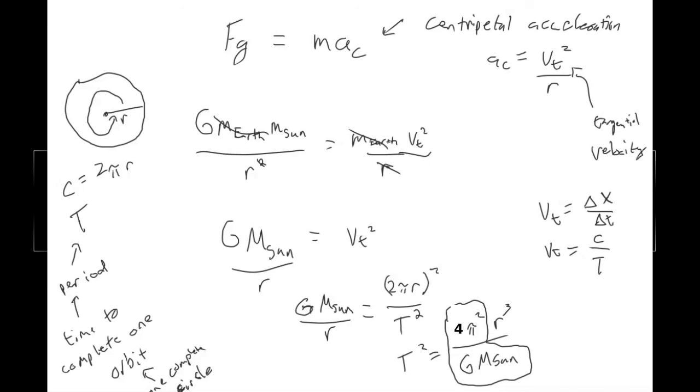And so Kepler figured all this out without knowing any of this physics, just by looking at his data. And he calculated what this constant was, and then Newton came along with this mathematical and physical formulation and was able to derive theoretically what that constant was, and then you can compare what was measured to what you would calculate.